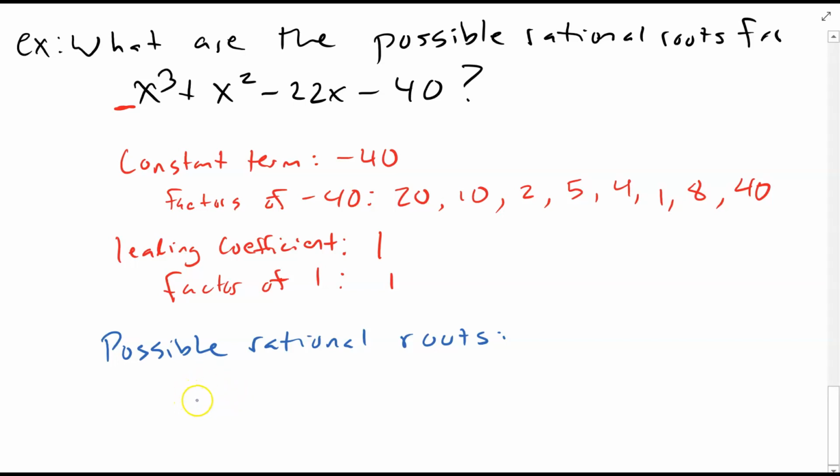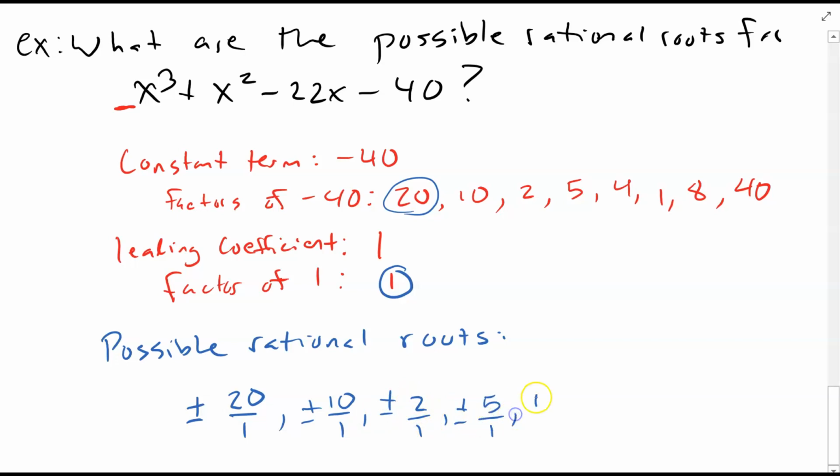Okay, so my possible rational zeros are going to be plus or minus, and then I'm going to take each of my factors of the constant term and divide them each by all the factors of my leading coefficient. Well, since my factors of the leading coefficient are only one number, I really don't have a very long list here.